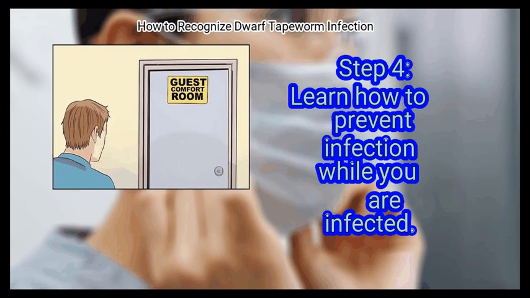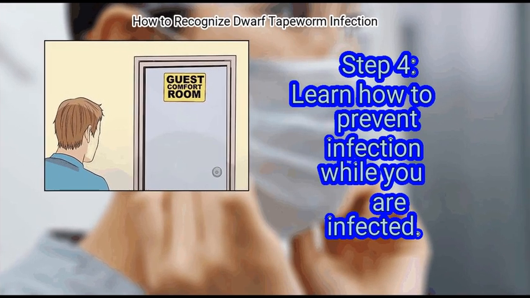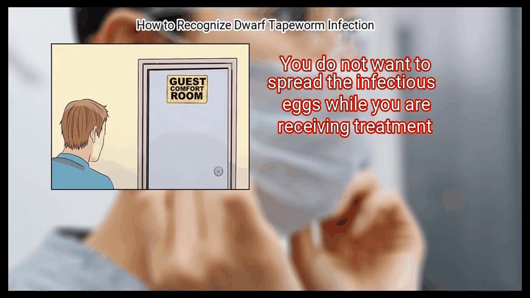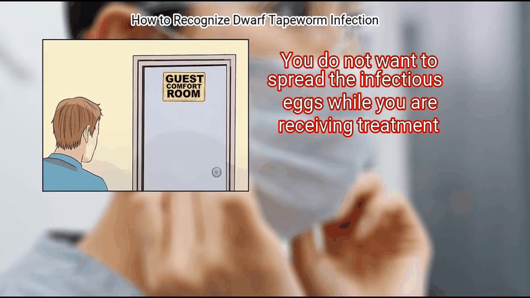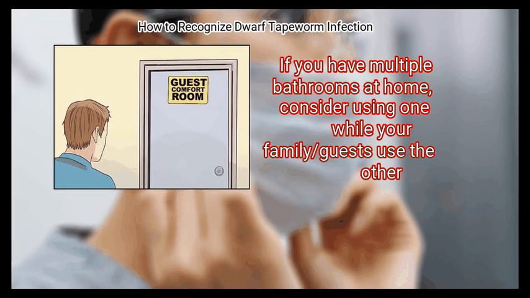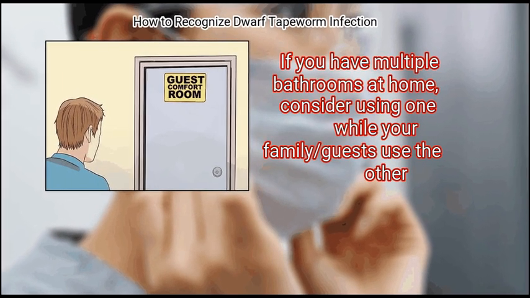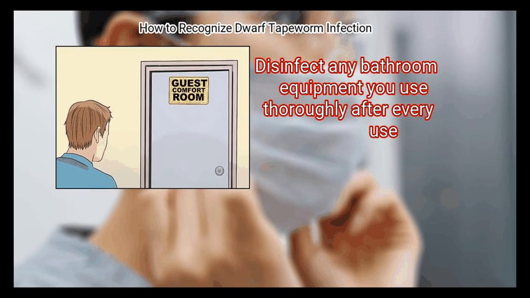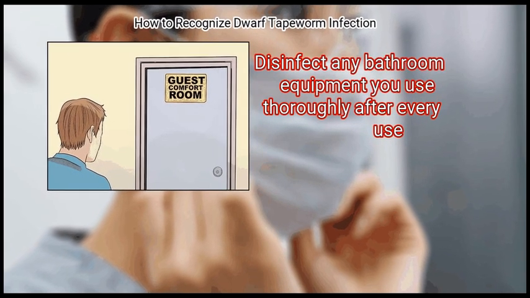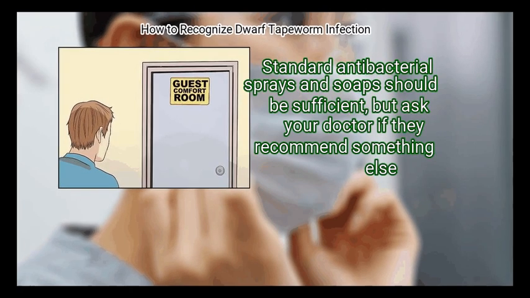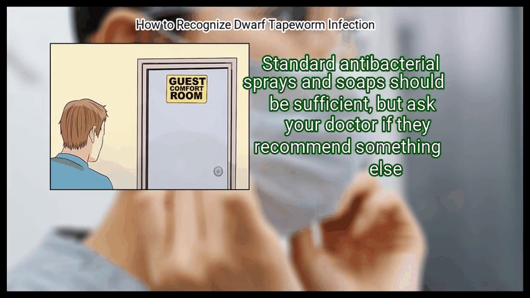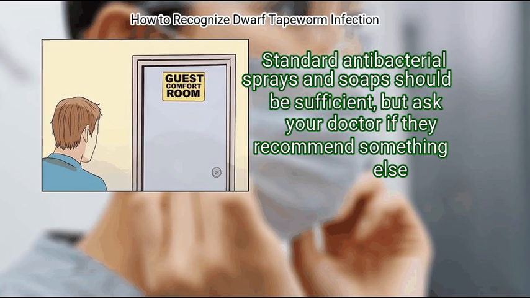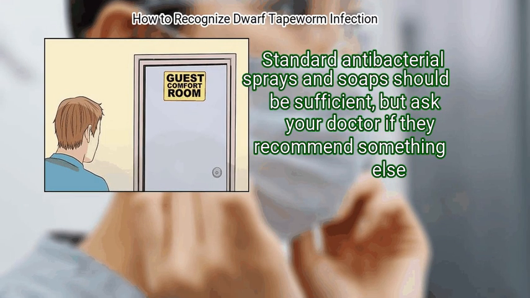Step 4. Learn how to prevent infection while you are infected. You do not want to spread the infectious eggs while you are receiving treatment. If you have multiple bathrooms at home, consider using one while your family and guests use the other. Disinfect any bathroom equipment you use thoroughly after every use. Standard antibacterial sprays and soaps should be sufficient. But ask your doctor if they recommend something else.